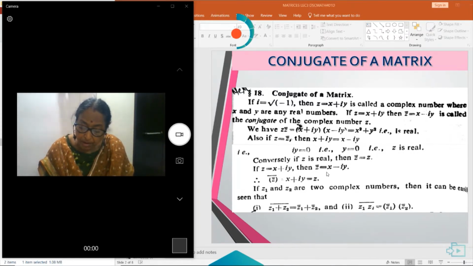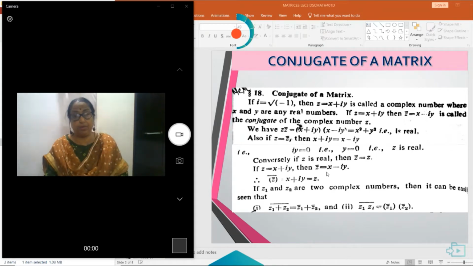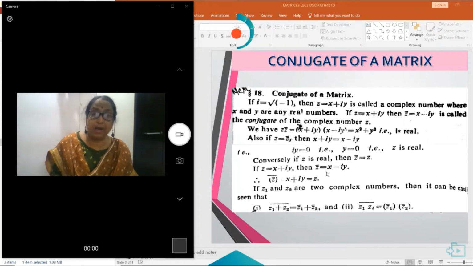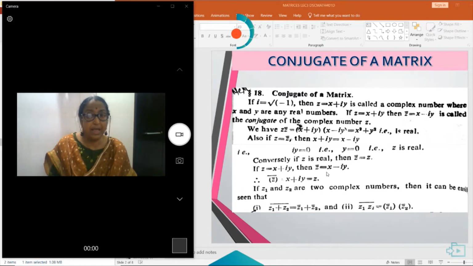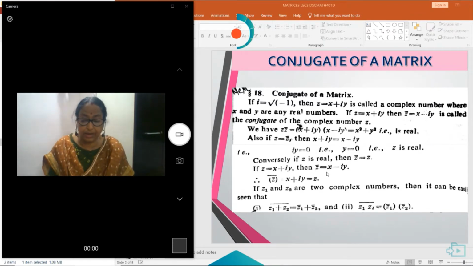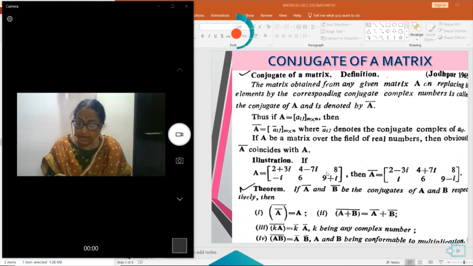the conjugate of z1 plus z2 is equal to z1 bar plus z2 bar, and the conjugate of z1 into z2 is equal to z1 bar into z2 bar, where z1 bar is the complex conjugate of z1 and z2 bar is the complex conjugate of z2. Now, the conjugate of a matrix: definition.